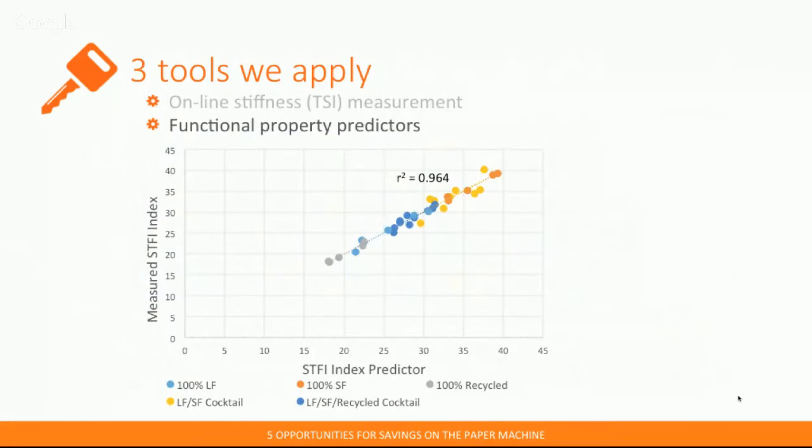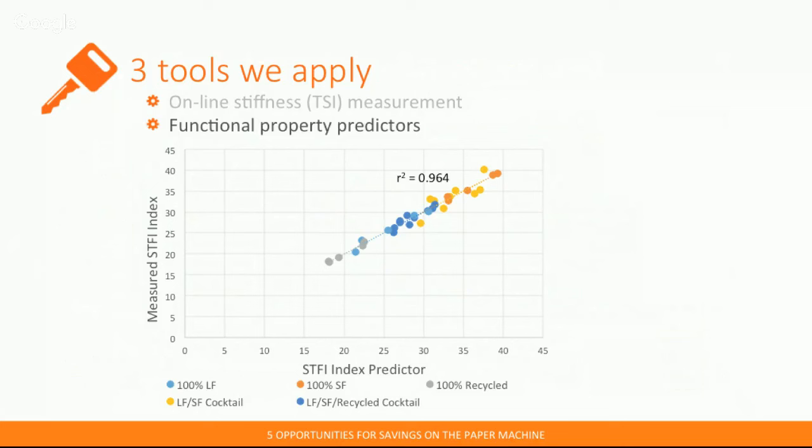The second tool that we would apply is related to functional property predictors. So functional property predictors are predictors that we undertake based on our fundamental TSI measurement on the machine. Now, functional property predictors are different from the normal curve fitting in that we are using physical relationships that describe the property in question. So instead of just fitting a curve to data that we have, we are trying to understand how the property works, how performance works, and then we use that as our predictor.